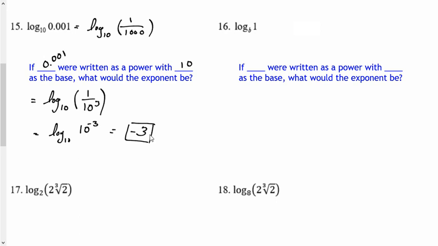Number 16. If 1 were written with a power where b is the base, what would the exponent be? 1. Hmm. Well, we know anything with an exponent of 0 is equal to 1. So we have the log base b of b to the 0, because b to the 0 equals 1. So what is my exponent? It is a 0, and that's the value of the logarithm.